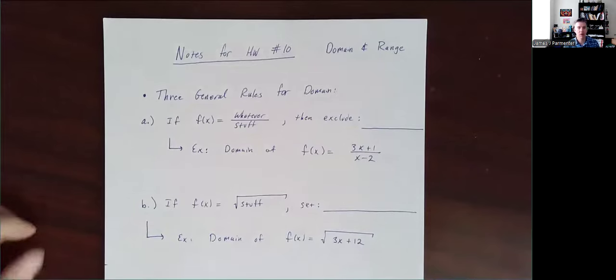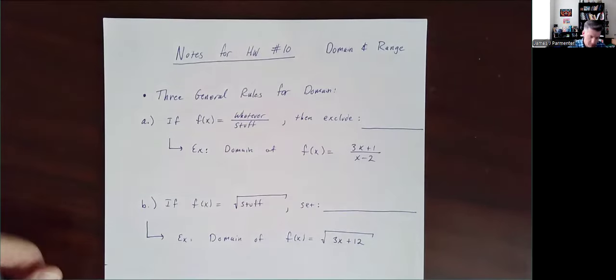Hey everybody, here are the notes for homework 10, part 1, domain and range, although this part 1 is just going to be domain and then part 2 will be range. So there are 3 general rules for domain. And when we talk about domain, what we're really saying is for some function, we want to know what values x is allowed to be.